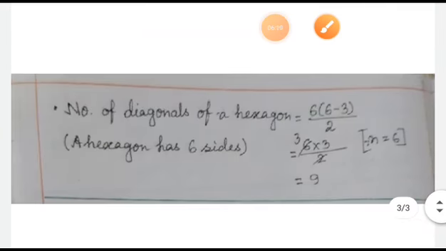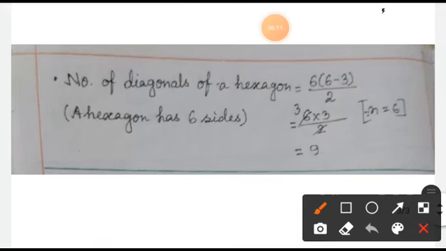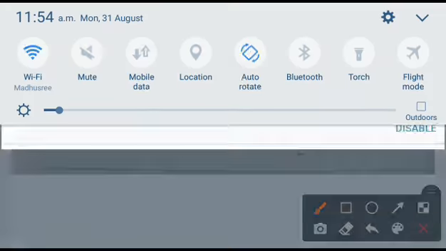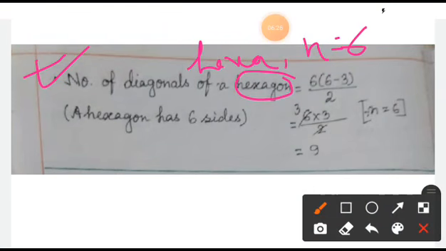And now we calculate the number of diagonals of the hexagon. Again, hexa means, as you can understand by the name, a polygon having 6 sides. In a hexagon, n equals 6. So you will put 6 into 6 minus 3 by 2. So you have 6 into 3 by 2.